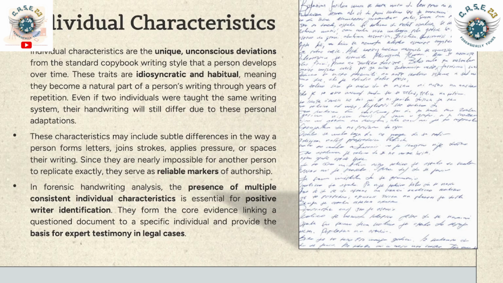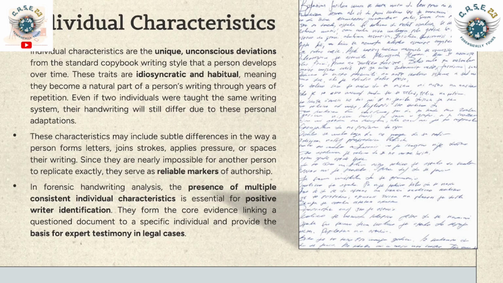And here's the best part: these individual characteristics are almost impossible to copy exactly. A forger, that is the person who is committing the crime, might copy someone's signature once or twice, but maintaining all these tiny habits over several lines or pages, that's extremely difficult. That's why in forensic science, the presence of multiple consistent individual characteristics is what really helps in positive writer identification.